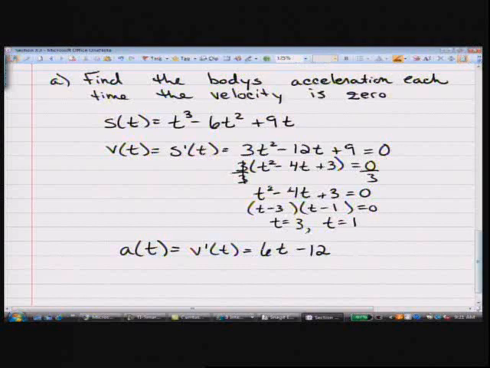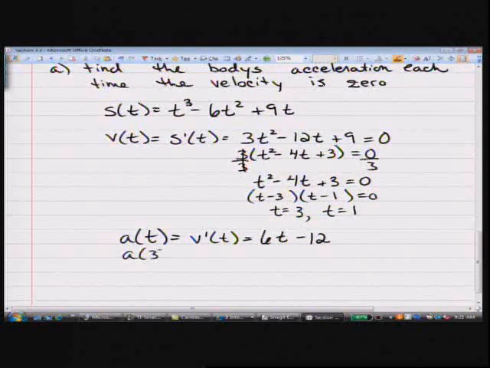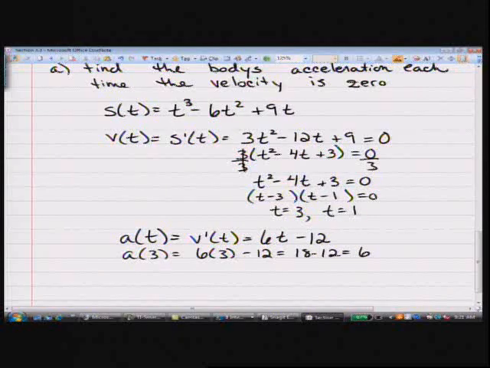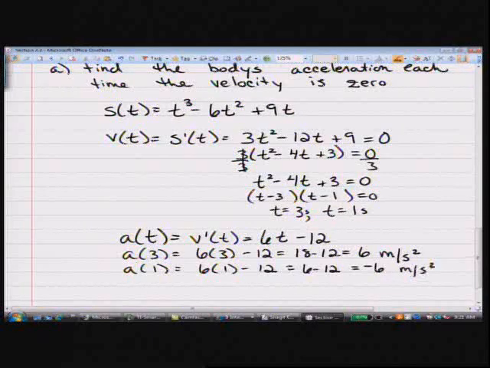All right, and so now to answer the question, which was what is the body's acceleration each time the velocity is 0, we'll figure out what a of 3 is, which is 6 times 3 minus 12, or 18 minus 12, or 6. And we are talking per second, so this is meters per second squared. And then a of 1 is 6 times 1 minus 12, which is 6 minus 12, or negative 6 meters per second squared. So those are our accelerations.